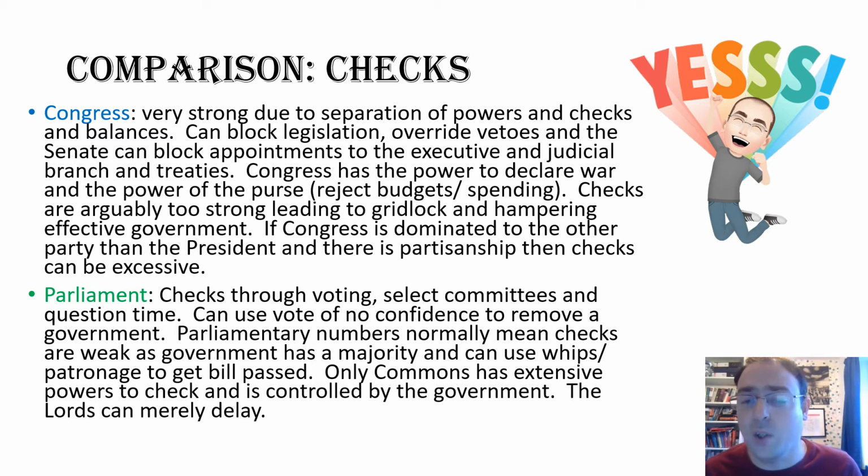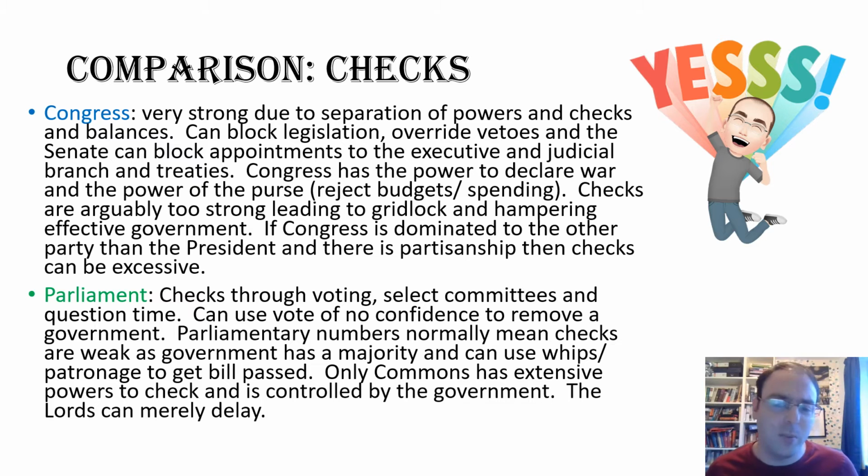Now, Parliament can check government through voting. It has the select committees, and we get Prime Minister's Question Time every Wednesday, and they can use that to check up on the government and what they're doing. They can ultimately get rid of the government through a vote of no confidence, which is a much easier procedure than an impeachment, but again is very rare because the government doesn't tend to vote for its own destruction.